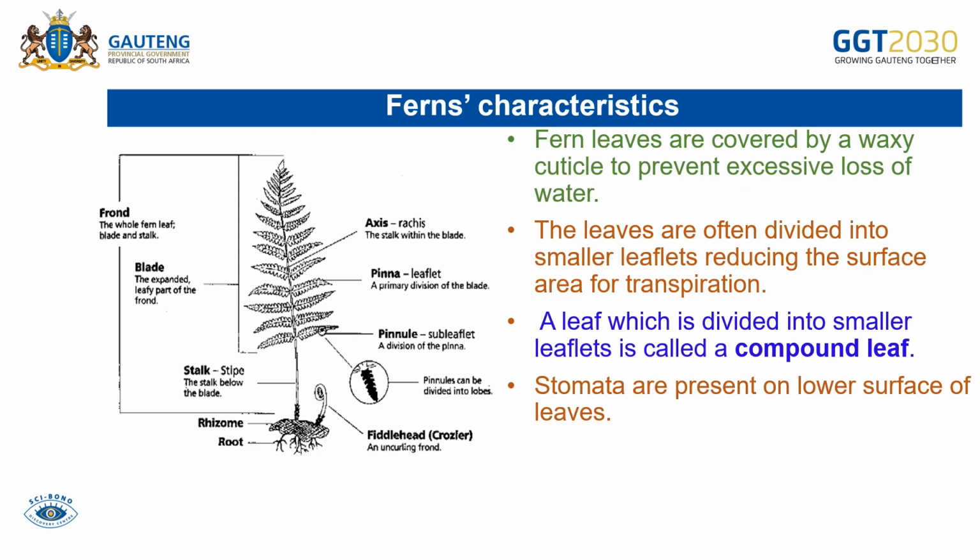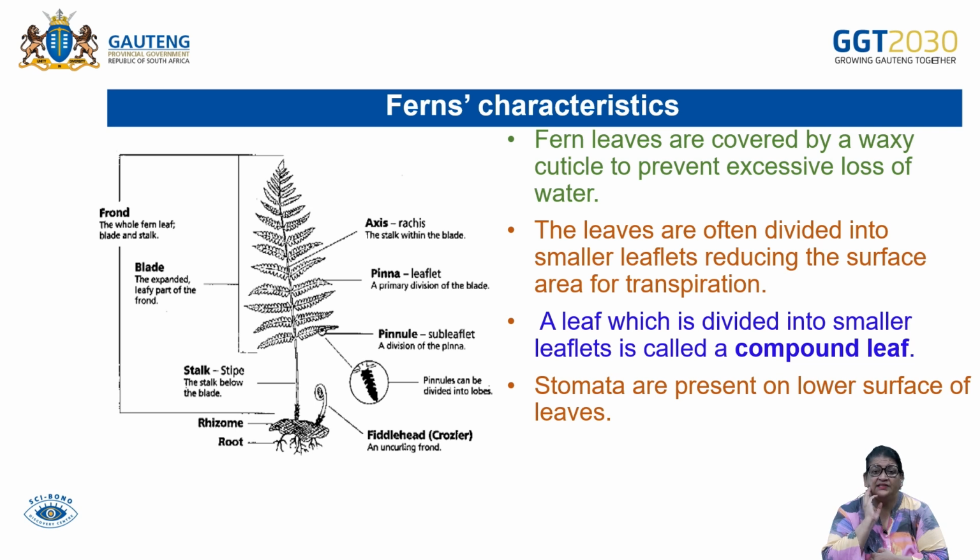So some of the fern's characteristics are the fern leaves are covered by a waxy cuticle. You'll see sometimes, learners, after a heavy rain, and when the leaves are swaying in the wind, you'll see that the leaves on the top have a shine. It has a gloss. It's not smeared with Vaseline, it has a gloss. This gloss is due to the waxy layer found on top of the leaves.